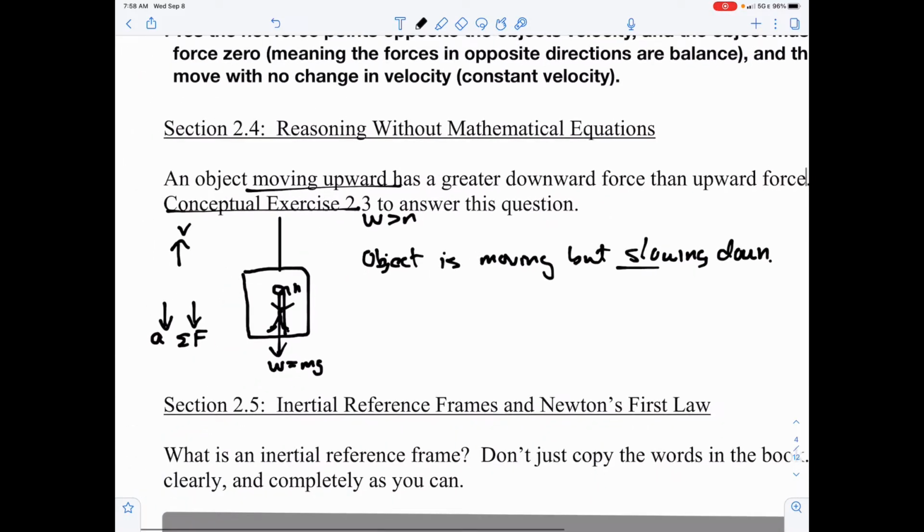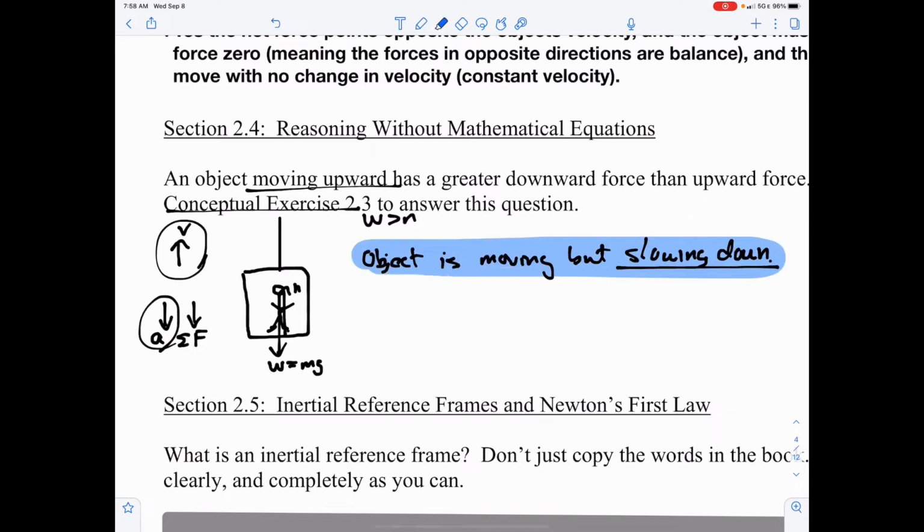Remember, when objects slow down, velocity and acceleration point in opposite directions. When objects speed up, acceleration and velocity point in the same direction. Sorry, moving upward.